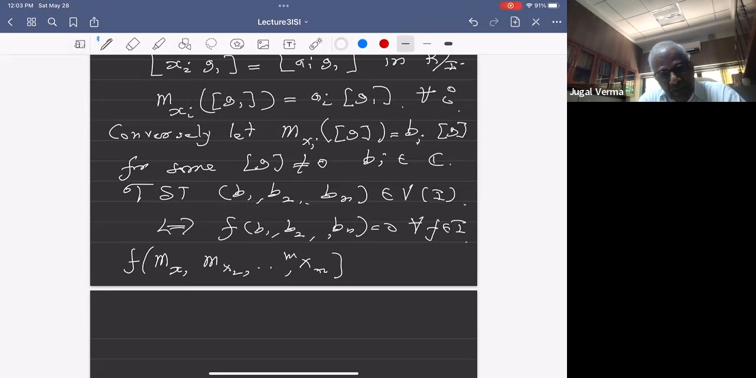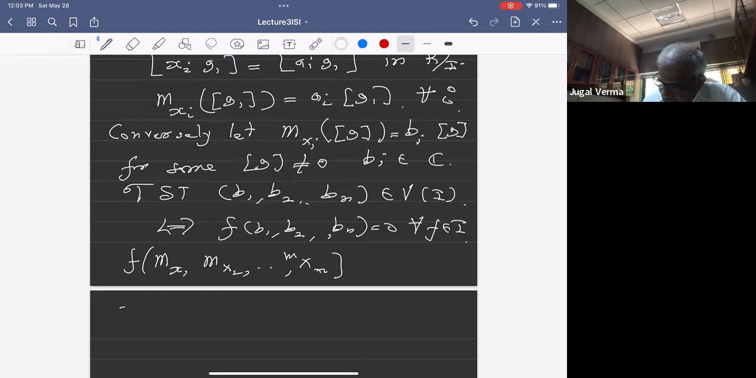Remember, if I have a polynomial in one variable, I can substitute a matrix in it, and I get a matrix polynomial. Now I have a multivariate polynomial, and these n linear operators are commuting with each other. So when I substitute m_x1 for x1, m_x2 for x2, etc., in this polynomial, I get a matrix polynomial in these n matrices.